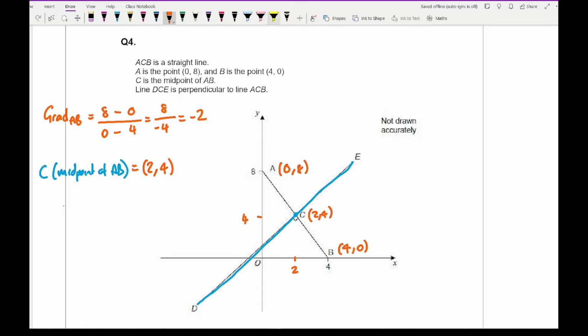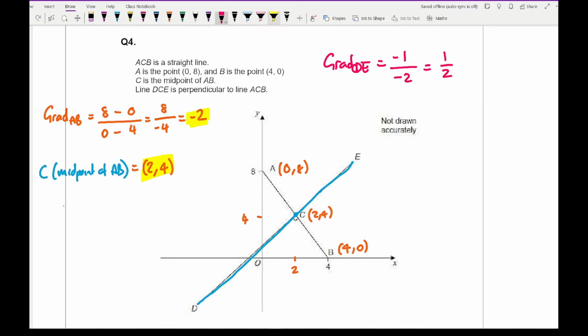So then using this information, what I'm going to do is work out the equation of the line CD or CDE. First, let's work out the gradient. So here the gradient of CDE is going to be minus 1 over minus 2, which is positive 1/2.